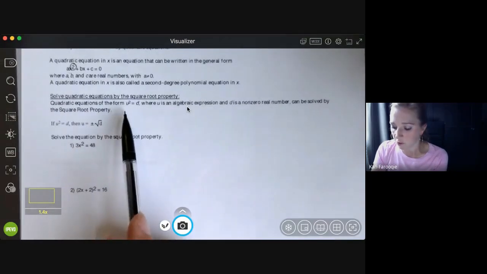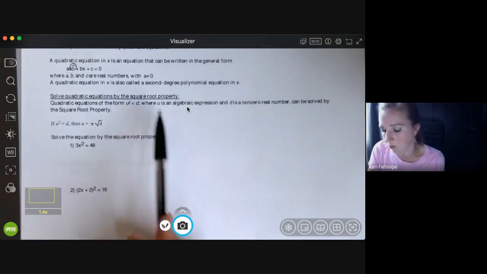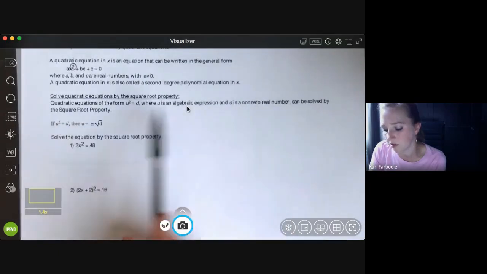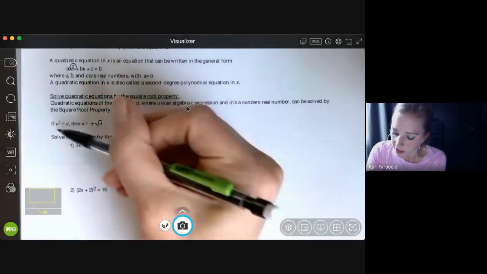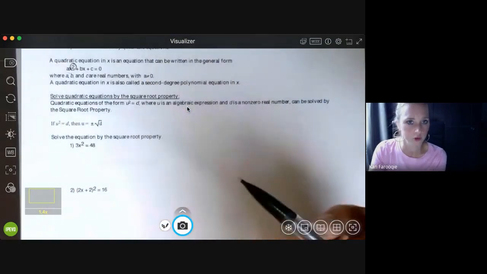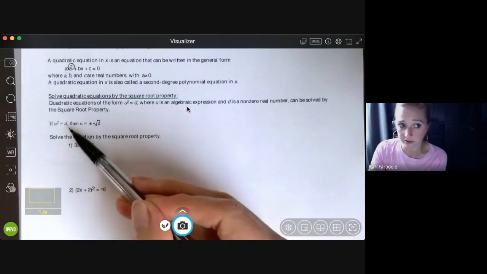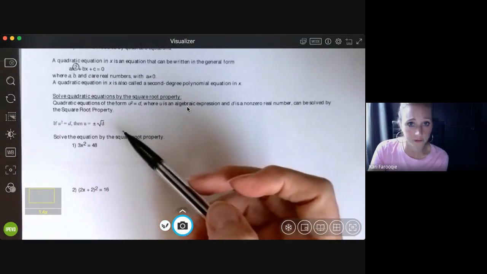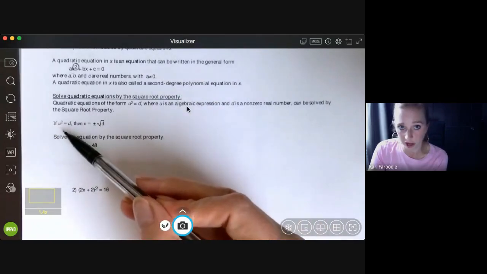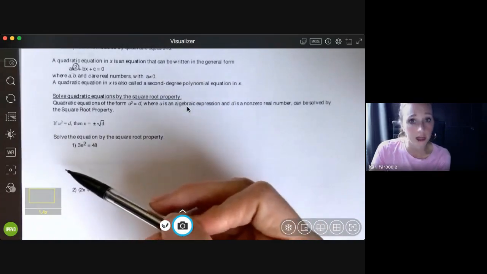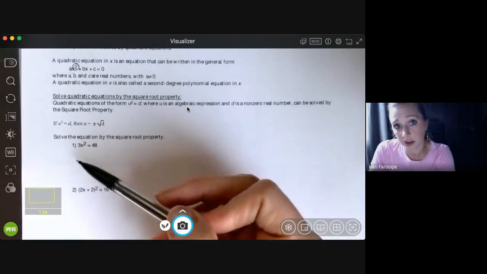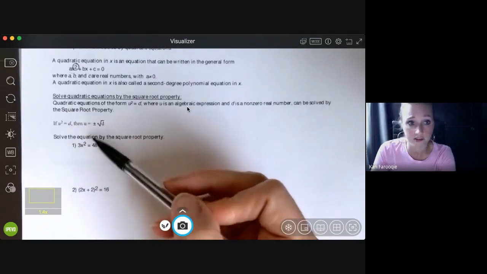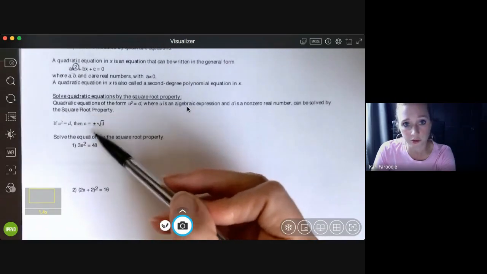Quadratic equations of the form u squared equals d, where u is an algebraic expression and d is a non-zero real number, can be solved by the square root property. So this is saying that if you have some expression in x, u squared equals some constant d, some number, then u is equal to plus or minus the square root of d. So we can take the square root of both sides. The thing that students tend to forget here is when you're taking the square root of both sides of an equation, you must use a plus or minus sign because you actually have two different solutions here.